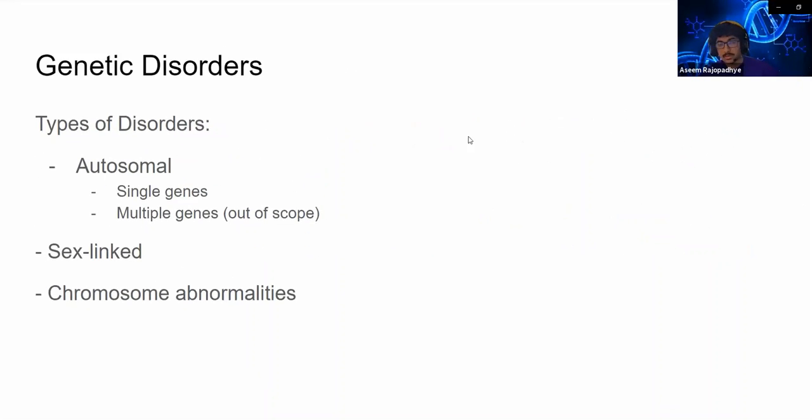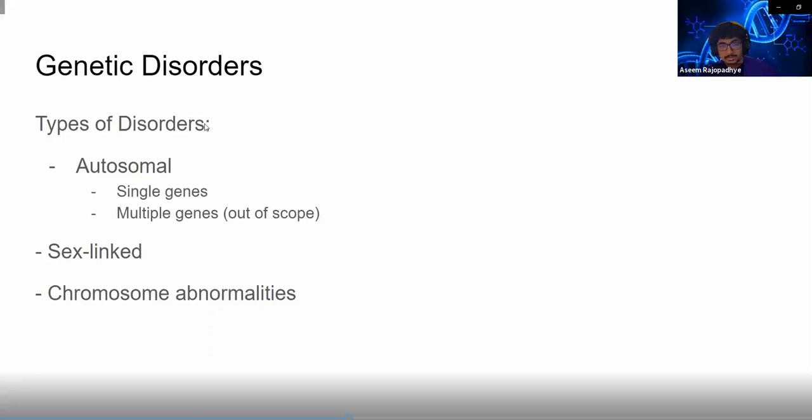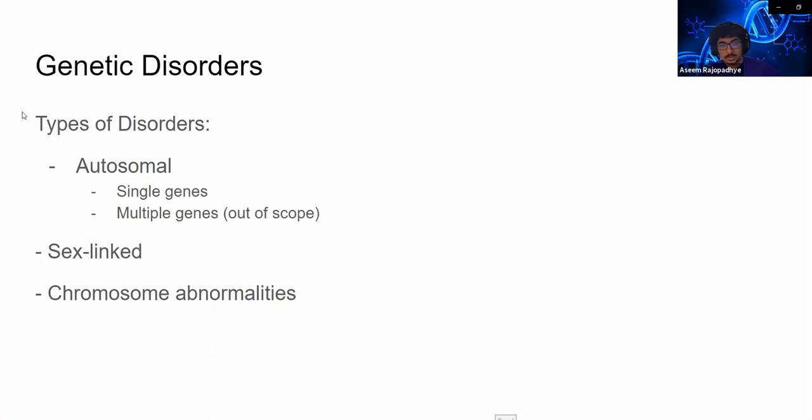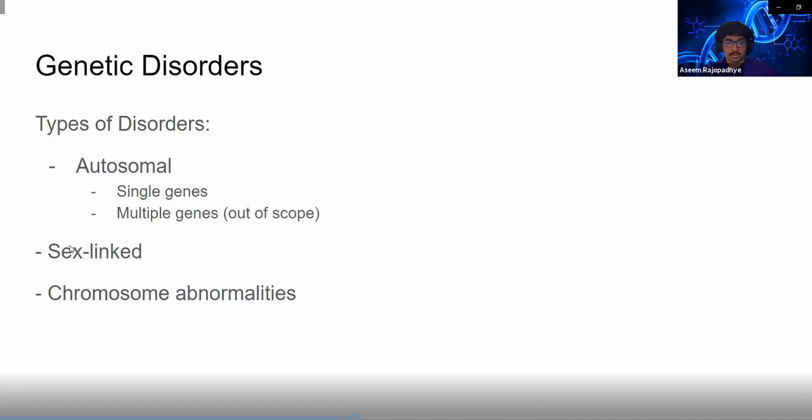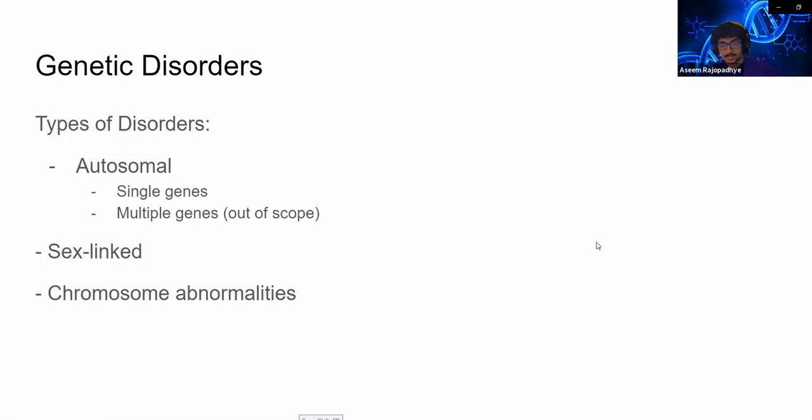All right. Here we get into genetic disorders. A type of disorder here would be an autosomal disorder, which can involve single genes or multiple genes, the latter being out of scope. So autosomal disorders can affect one single gene or multiple genes at the same time on a single chromosome. And you have sex-linked, which is a similar thing. The disorders affect genes, but instead of being on normal chromosomes, they'd be on sex chromosomes, along with chromosomal abnormalities.